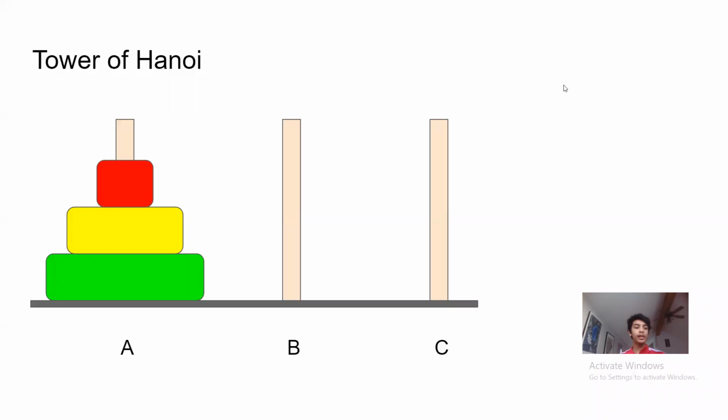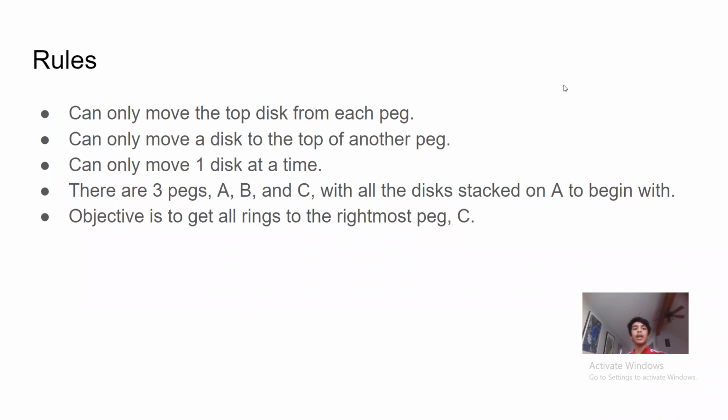Today we're going to solve a classic mathematical game known as the Tower of Hanoi. In this, we have 3 pegs and a certain number n of rings. The rules are we can only move the top disk from each peg, and we can only move a disk to the top of another peg. And also we can only move one at a time. There are 3 pegs, A, B, and C, and all the disks are initially stacked on A. The objective is to get all the rings to the rightmost peg, C.